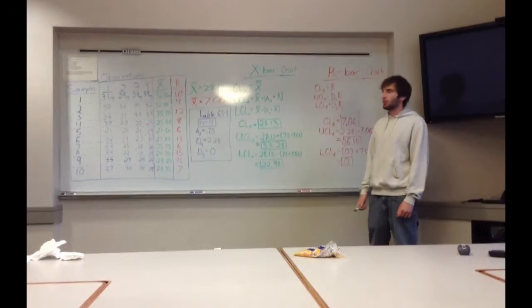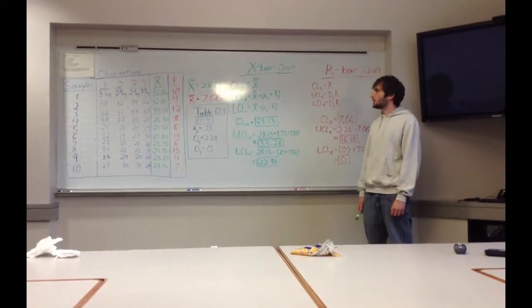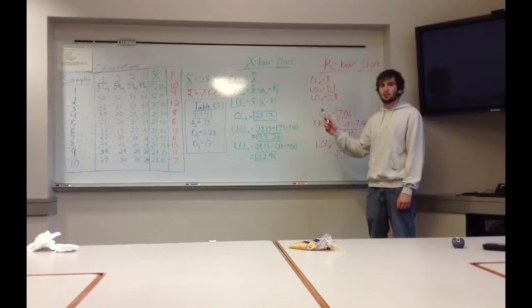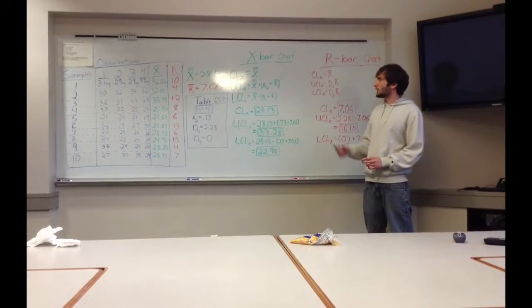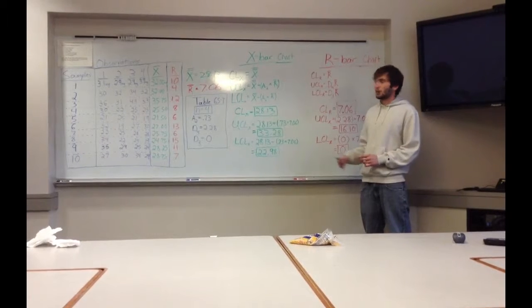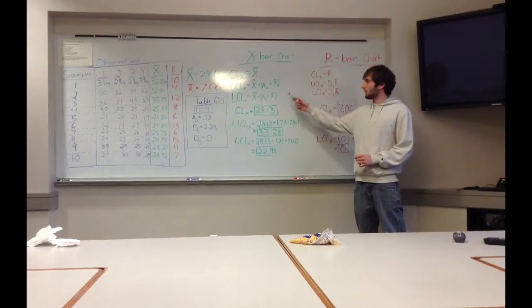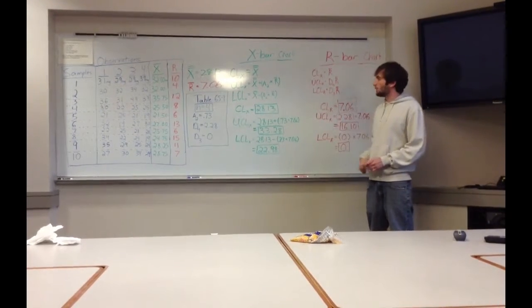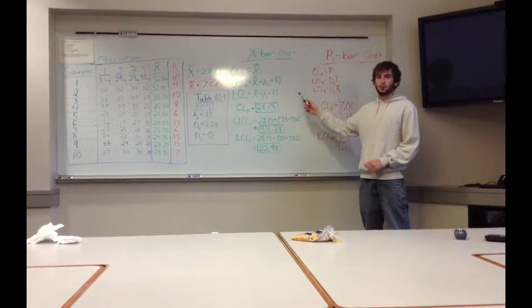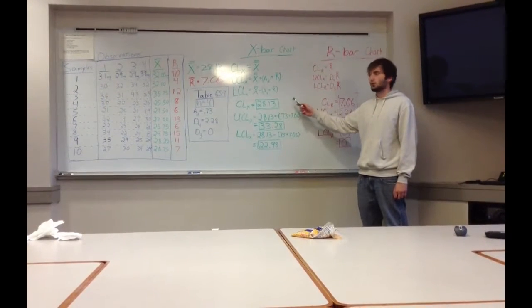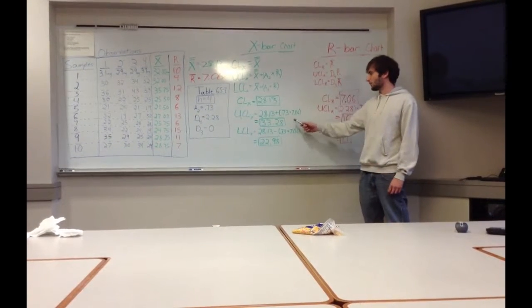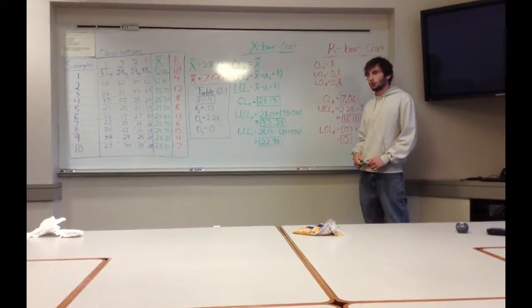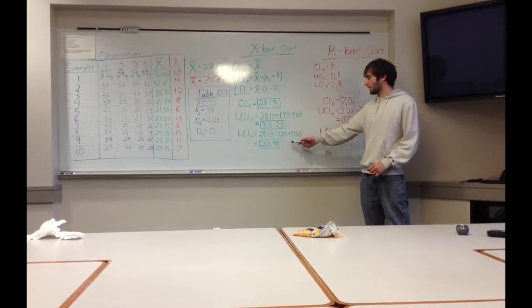After determining the X double bar and the R-bar numbers, we were able to plug them into the formulas of the X-bar chart and the R-bar chart in order to create them. There are 3 formulas for each one of them. You have to figure out the center line, the upper control limit, and then the lower control limit. After plugging in all the numbers, we figured out the center line for the X-bar chart is 28.13, the upper control limit of the X-bar chart is 33.28, and the lower control limit for the X-bar chart is 22.98.